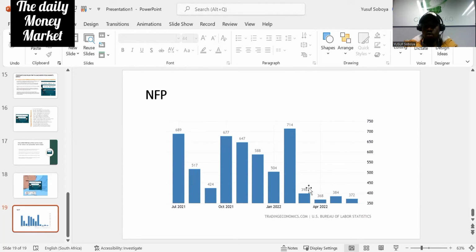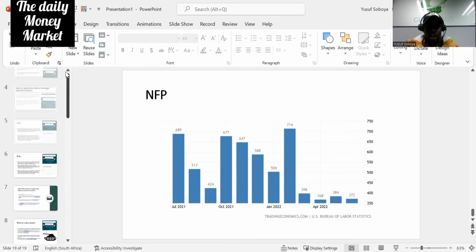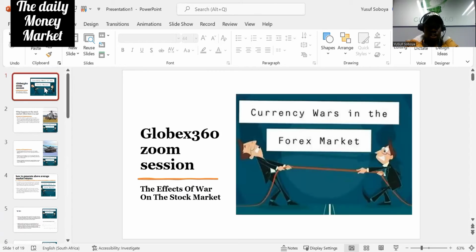I wanted just to show you the graph of NFP and where exactly the non-farm payroll is going. Currently, the United States is still failing to employ a lot of people who can work and provide tax to the country so that they can have a huge GDP and support their community or develop their country. So it's a bigger challenge in the United States.